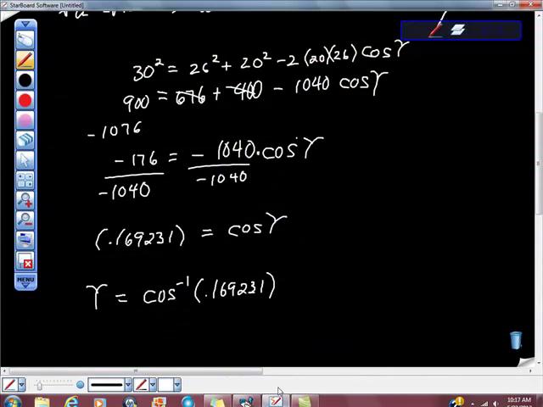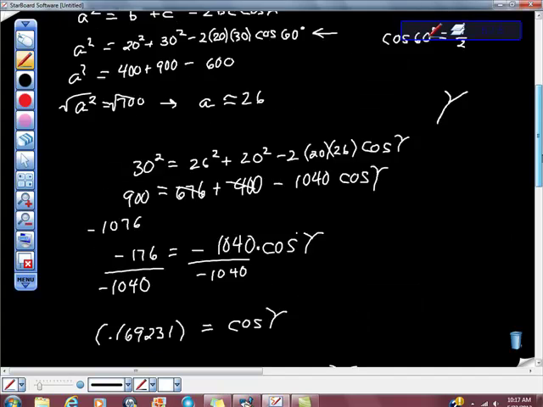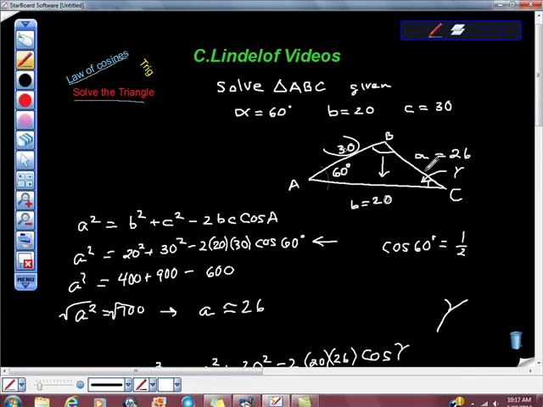So the angle gamma is equal to about 80 degrees. I have to be careful that we write this to our professor in a way that he or she can stand it, so I'm going to call that an approximation. And that gives us 80 degrees here.